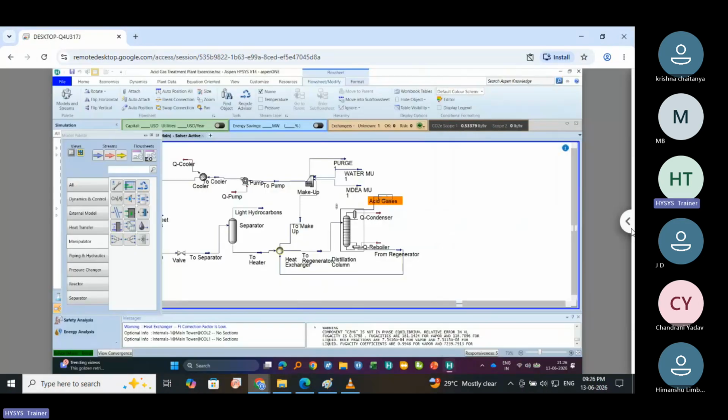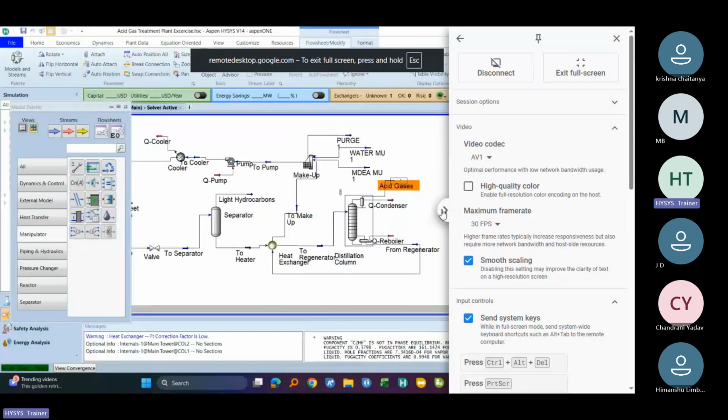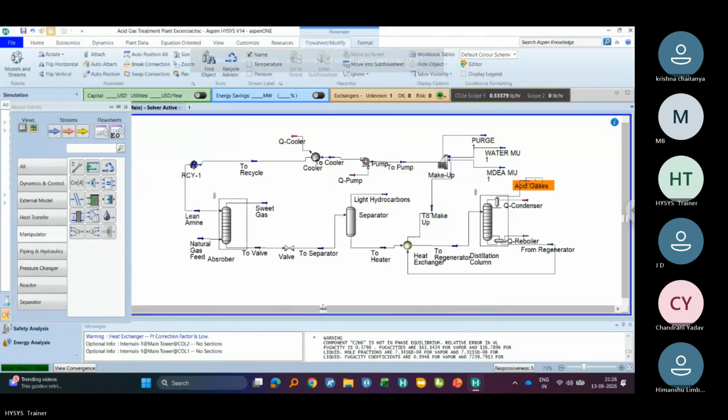We have put our MDEA amine into this recycle. We will be recycling this amine stream, and you will see that there is a difference between the sweet gas stream, that is this stream, and the acid gas stream in terms of the respective concentrations of those components. Because in the acid gas stream, you should have more CO2 and H2S, and less of the other components. And in the sweet gas stream, there should not be any H2S and CO2.